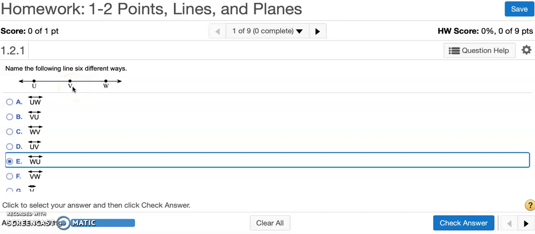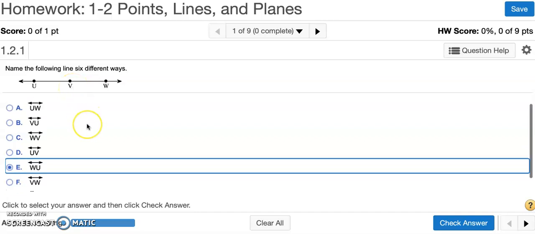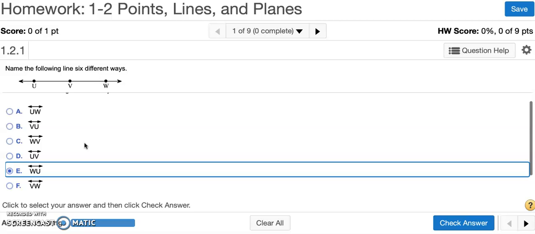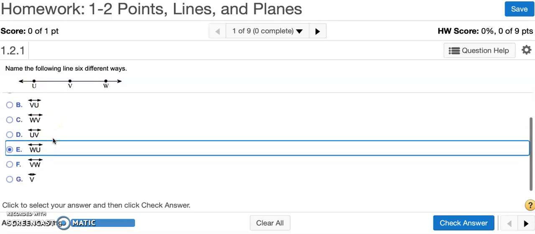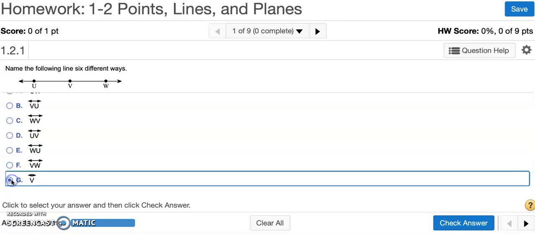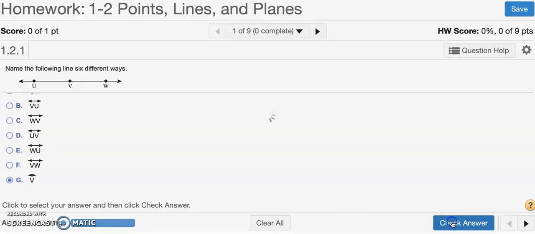Points, lines, and planes. Number 1. It is asking you which of the following is not a way to name this line. So we name a line using 2 points. So it could be any 2 points on this line. So the only one that does not have 2 points would be G. So that would be our answer.